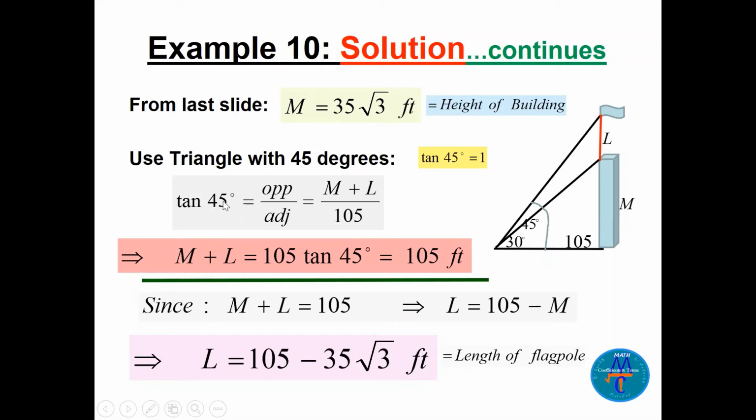Now let's take the triangle that has 45 degrees. Now we can say tan 45 will be the opposite side over the adjacent side. The opposite side to 45 degrees is capital M plus capital L, divided by 105. Cross multiply here, we get M plus L is equal to 105 times tan 45 degrees. We know tan 45 degrees is 1, so M plus L will be 105. What do we need? Capital L, which is the length of the flagpole. So L will be 105 minus M. So we just write it like this, 105 minus 35 square root of 3 feet.